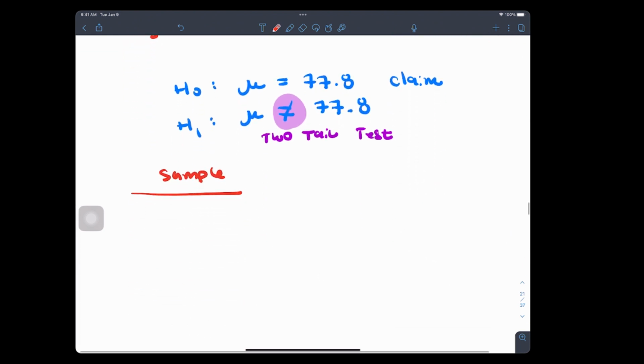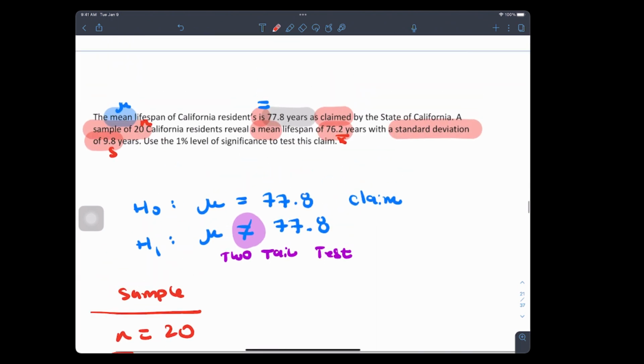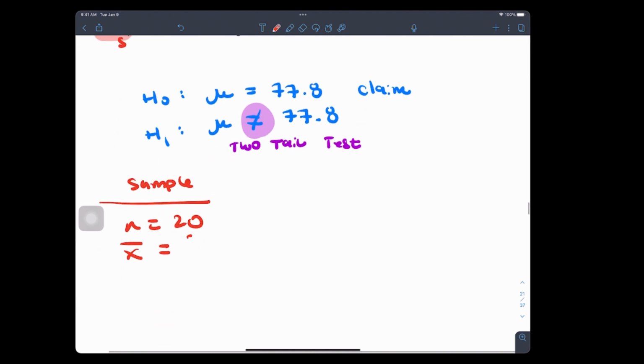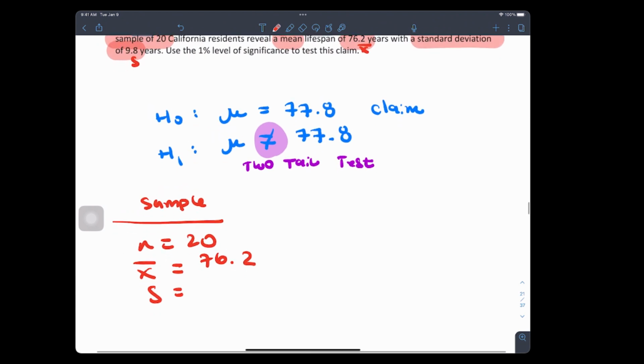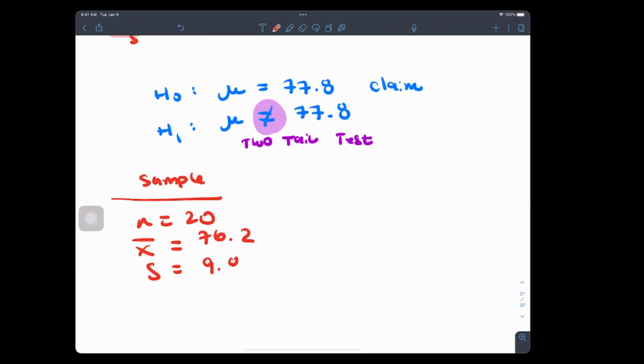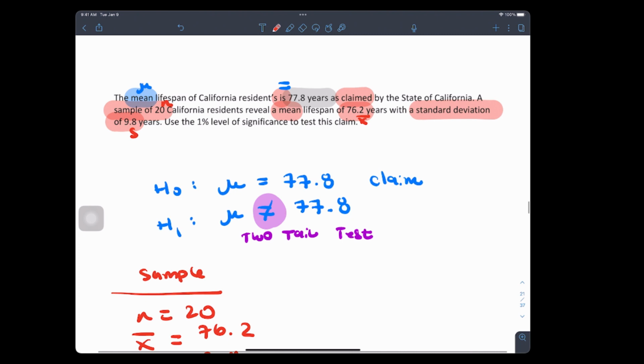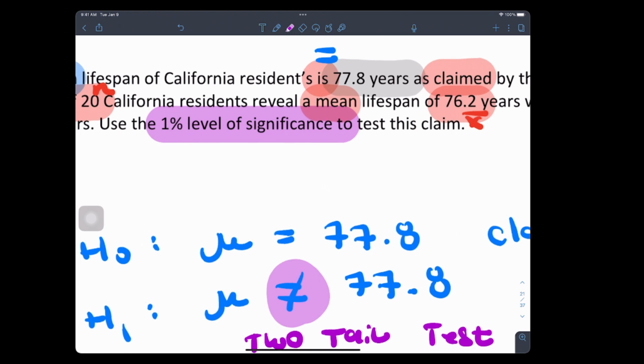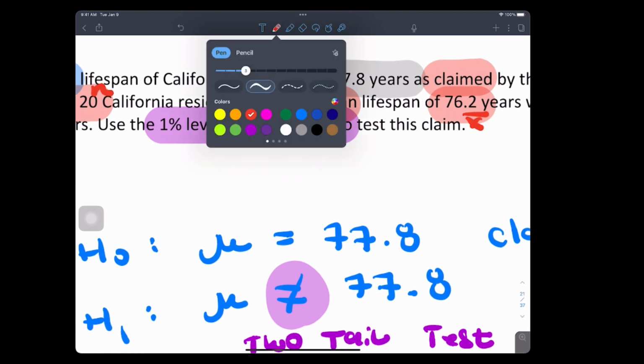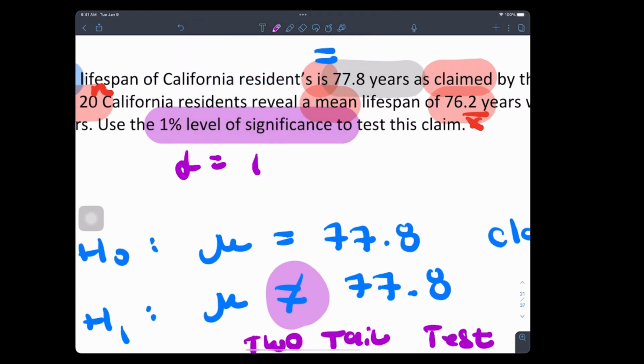So write this down. What's your sample size? n is 20. What's the sample mean? 76.2. What's your sample standard deviation? Isn't that 9.8? Now remember, they want us to use the 1% level of significance. So your alpha is 1%, which will be 0.01.